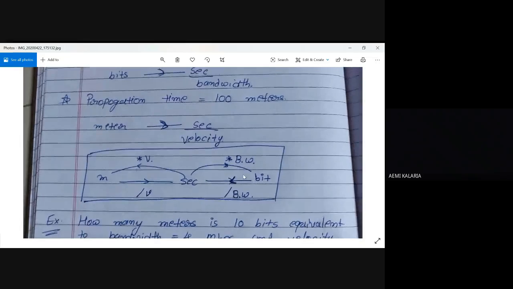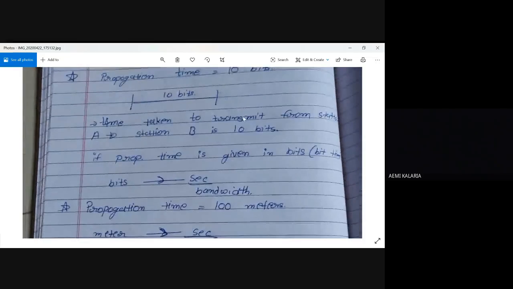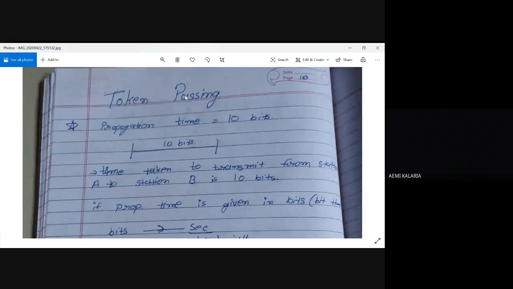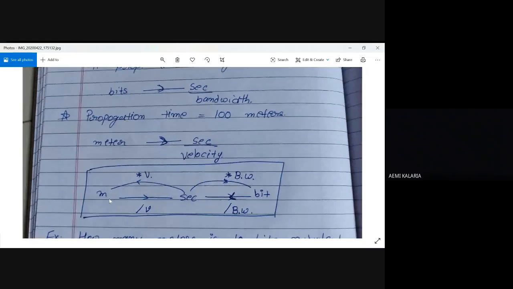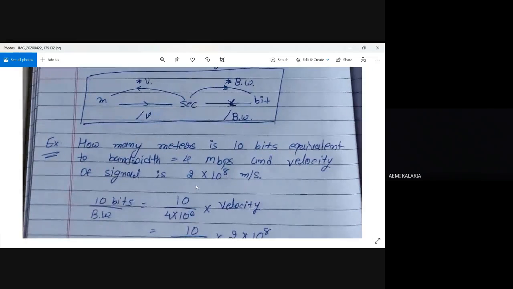I hope this basic concept is clear to you. Whenever I am doing this, I am applying this token passing concept. What is token passing? I'll discuss in the next video. But before this, I wanted to clear this bit concept. If propagation time is in bits or meters, how can I convert it? Simply, if I want to convert meters to seconds, then I have to divide by velocity. Bits to seconds, then I have to divide by bandwidth, and reverse accordingly, right? So I hope it is clear to you. Thank you.